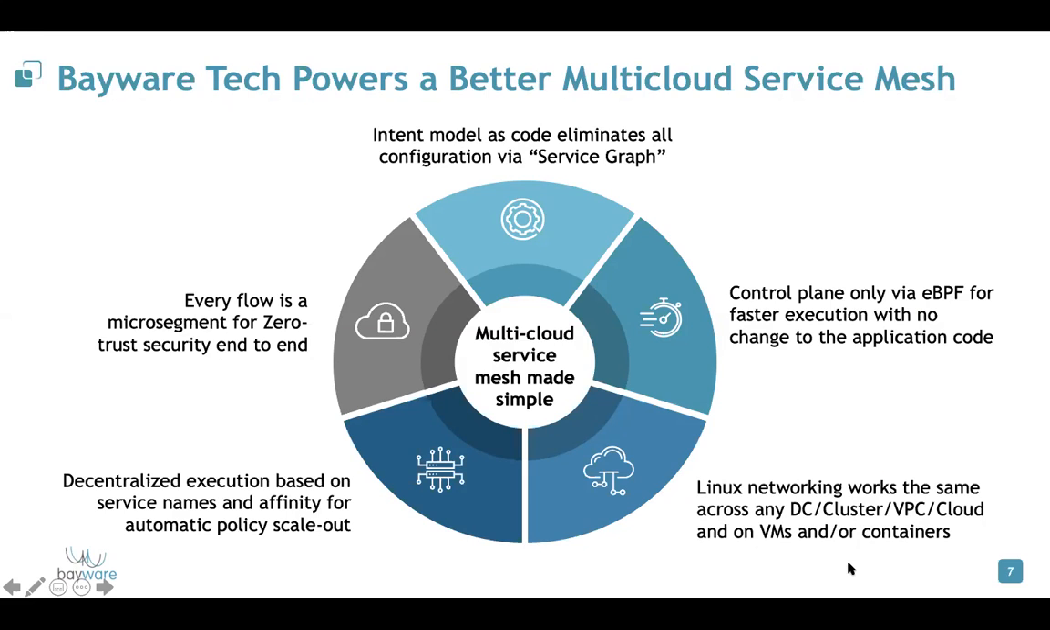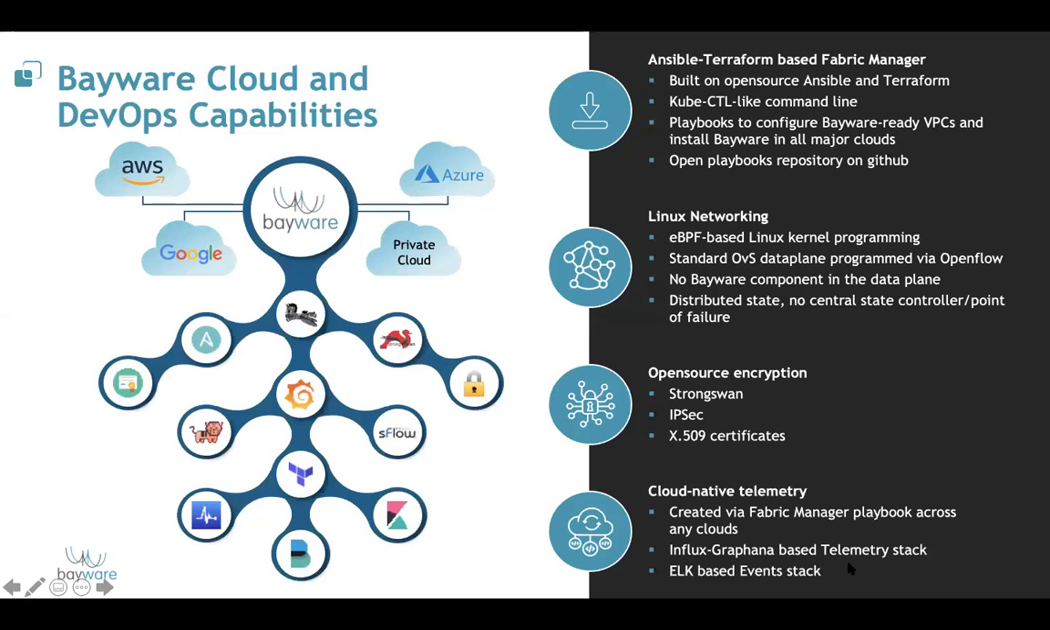And it's based on service names and service affinity, so you have automatic policy scale out. And every flow is its own microsegment. That, combined with the use of certificates and tokens everywhere, create a zero trust security environment end to end. And Bayware is built for today on cloud and DevOps capabilities.